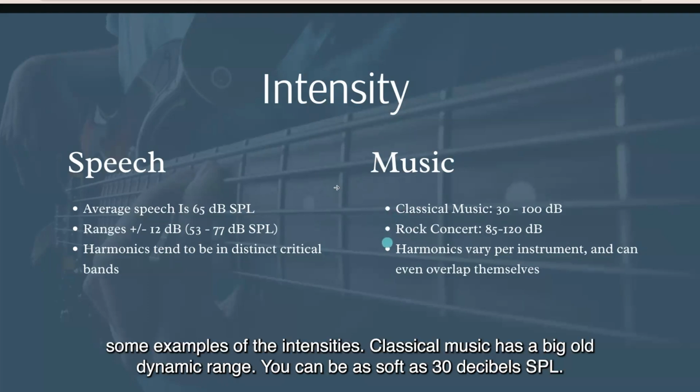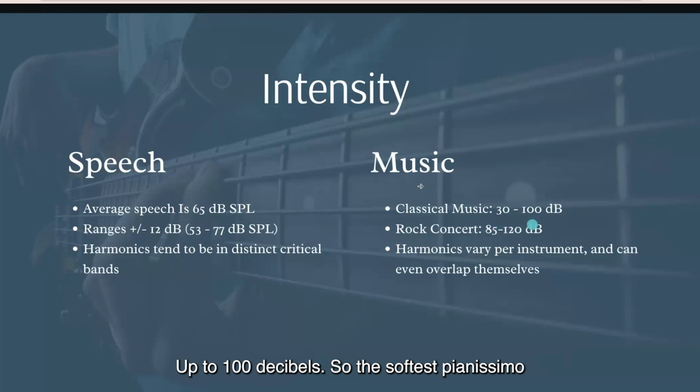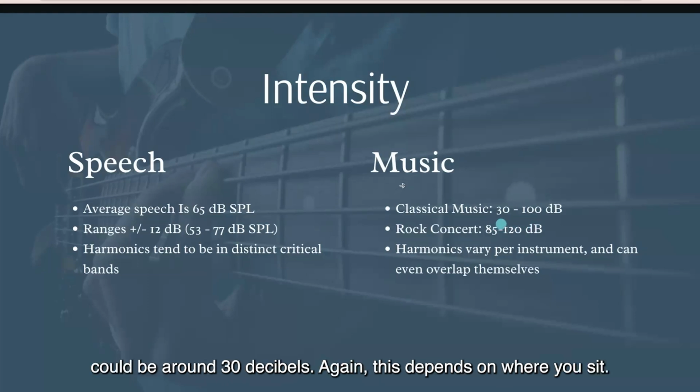And on the screen here, I have some examples of the intensities. Classical music has a big old dynamic range. It can be as soft as 30 decibels SPL, up to 100 decibels. So the softest pianissimo could be around 30 decibels.